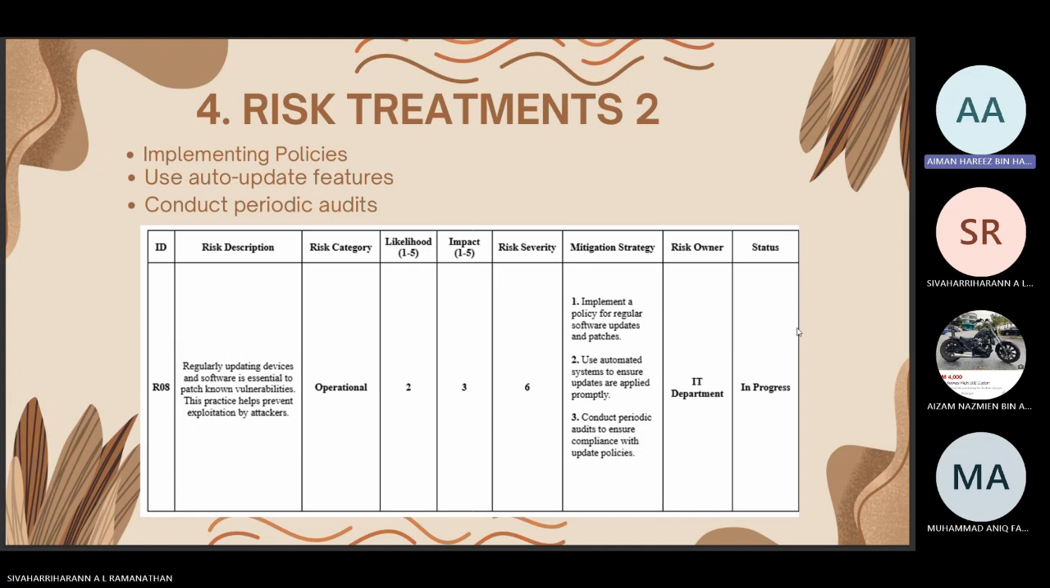For our final risk register, RO8 is related to the regular updating of devices and software to patch known vulnerabilities. This practice helps prevent exploitation by hackers. The risk is assessed with a severity score of 6. Mitigation strategies include implementing a policy for regular software updates and patches and using automated systems to ensure updates are applied promptly.